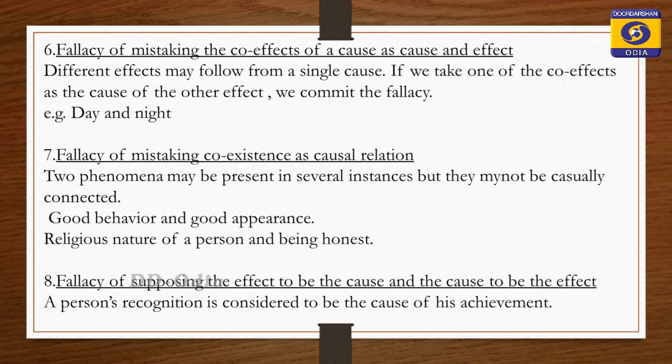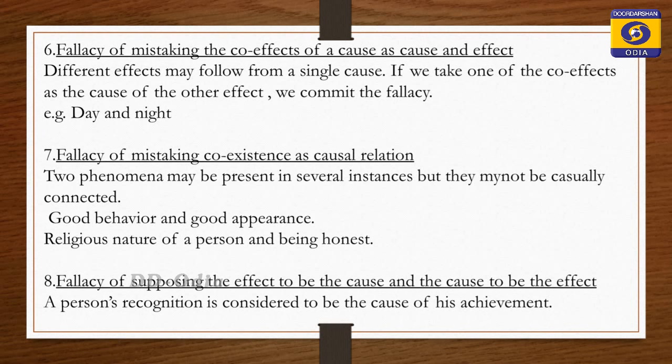Then the next fallacy is fallacy of mistaking coexistence as causal relation. Sometimes two things exist together, but they are not causally connected. Suppose a mango is there and it smells sweet and it also tastes sweet. Sweet smell, sweet taste, these are not causally connected. They only exist together. We cannot say they are causally connected. Similarly good behavior and good appearance. A person is very handsome to look at and his behavior also is good. We say that his appearance is the cause of his good behavior. No, not that. These are not causally connected.